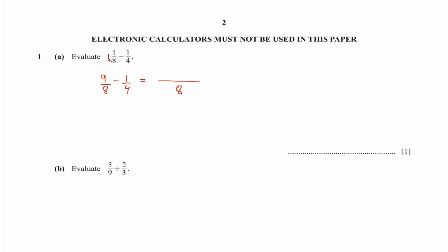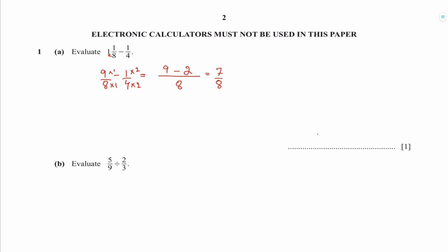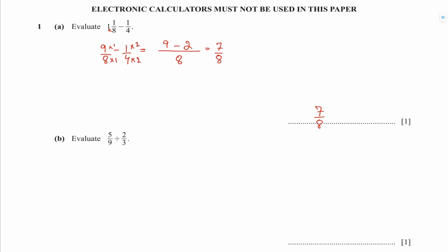The LCM of 8 and 4 is going to be 8. So I'll leave the numerator of the first fraction as it is, so that's going to be 9. And then for the second fraction, I'll have to multiply 4 by 2, so that means I'll have to multiply 1 by 2 as well. So 9 minus 2 is 7, and then we'll have 7 over 8 as our final answer. You can give this in decimal form also, it will still be accepted.